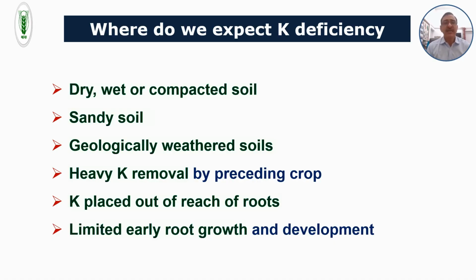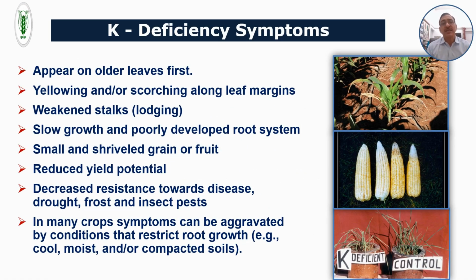The older leaves of the plants start drying up from the tip and margin, and that drying gradually moves inside the leaf. Ultimately the whole leaf may dry, and it may even become brittle and drop down. So this is the deficiency symptom, and besides this, some other symptoms are also there. As I said, it provides lodging resistance to the crop.